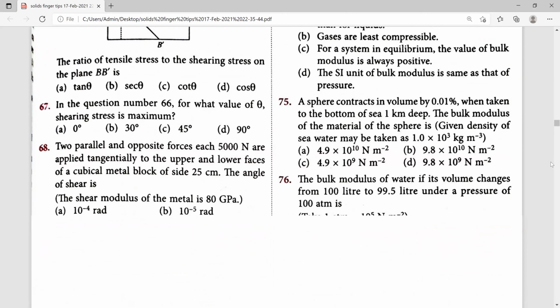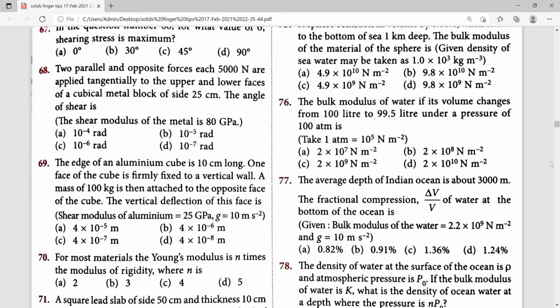Next, 68th one. Two parallel and opposite forces, each 500 Newton, are applied tangentially to the upper and lower faces of a cubical metal block of side 25 centimeter. The angle of shear is how much, they asked. 68th one.